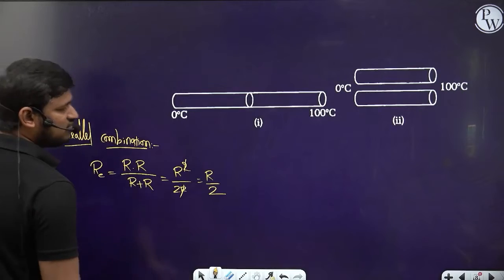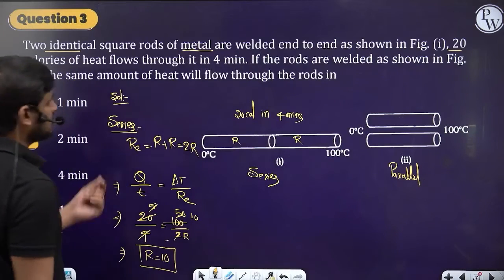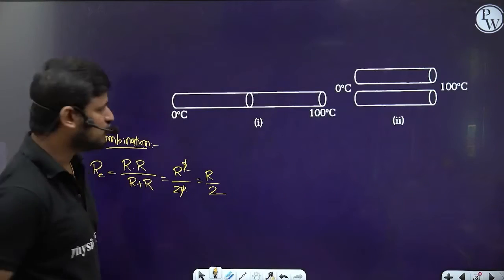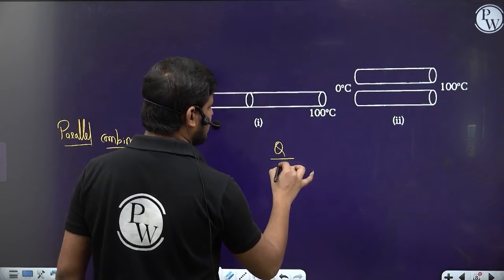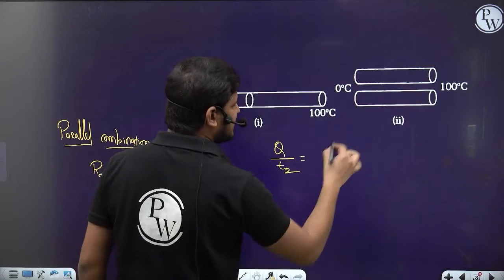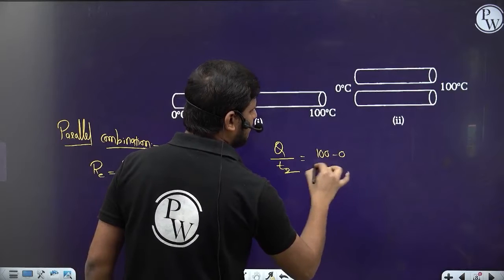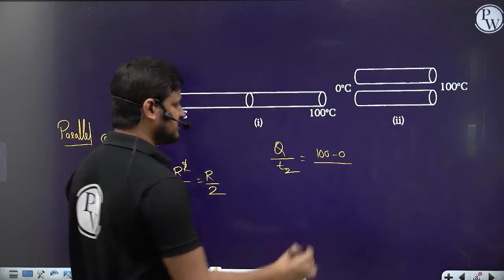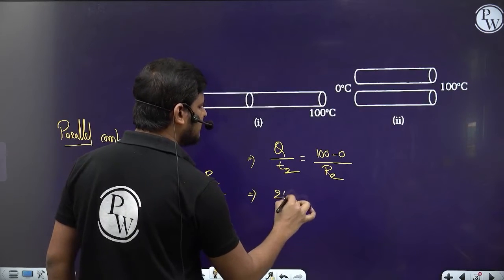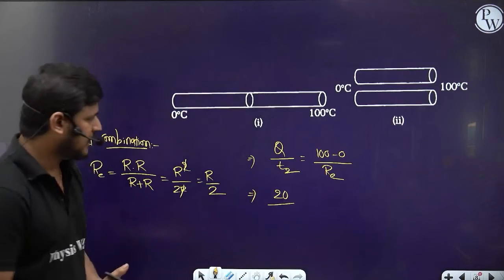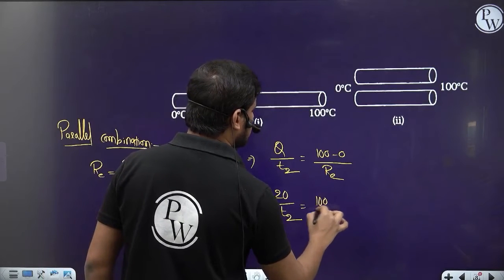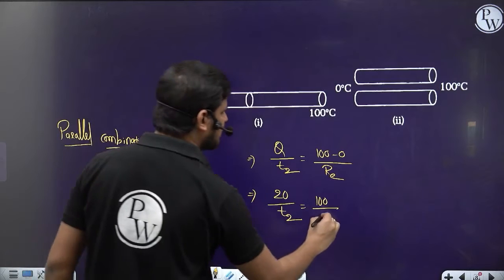Now we have to find the time taken in the second case. The same amount of heat flows. So Q by T2, let's say the time, is equal to, the temperature difference is same, 100 minus 0, by the equivalent resistance, the R equivalent in the parallel combination. So that is 20 by T2, and 100 by the R equivalent, which is R by 2.